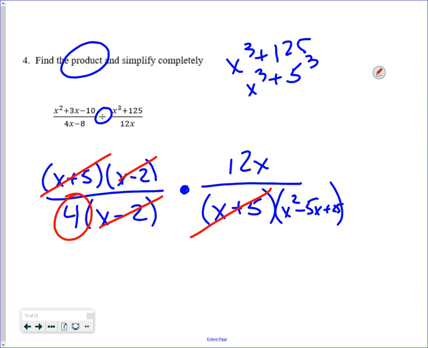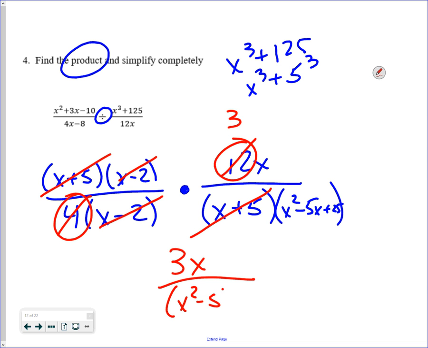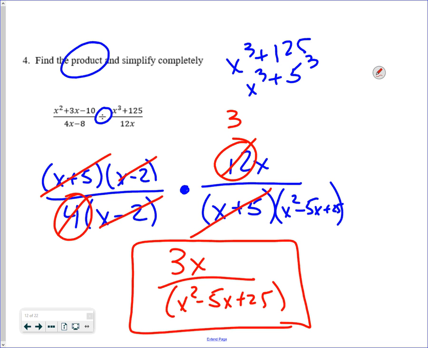This is a binomial 4, and 12 is a binomial. So I can actually cancel those to be 3. So the final answer is 3x over x squared minus 5x plus 25. You can put that in parentheses or not, but that is your final answer.